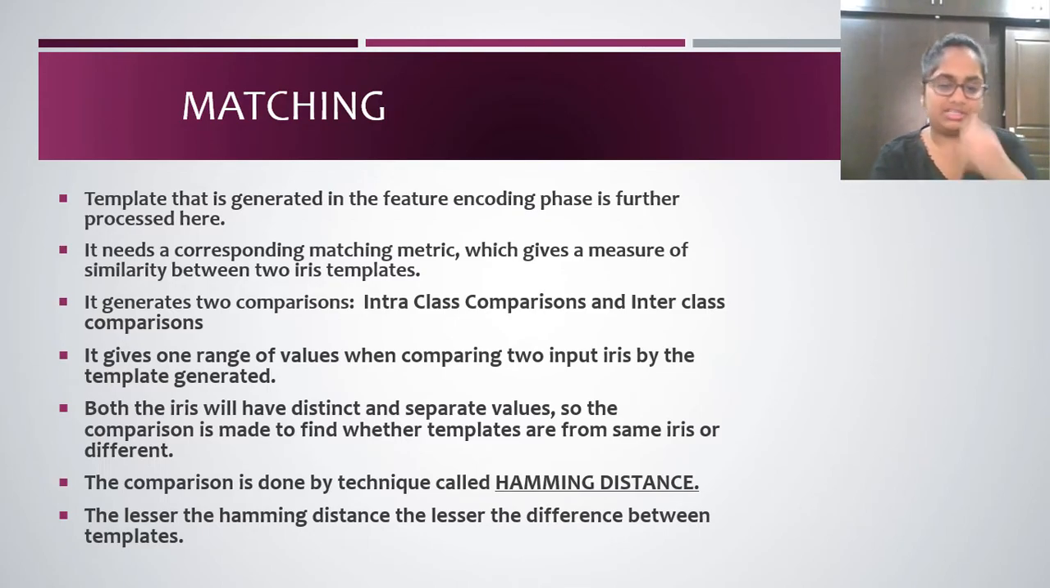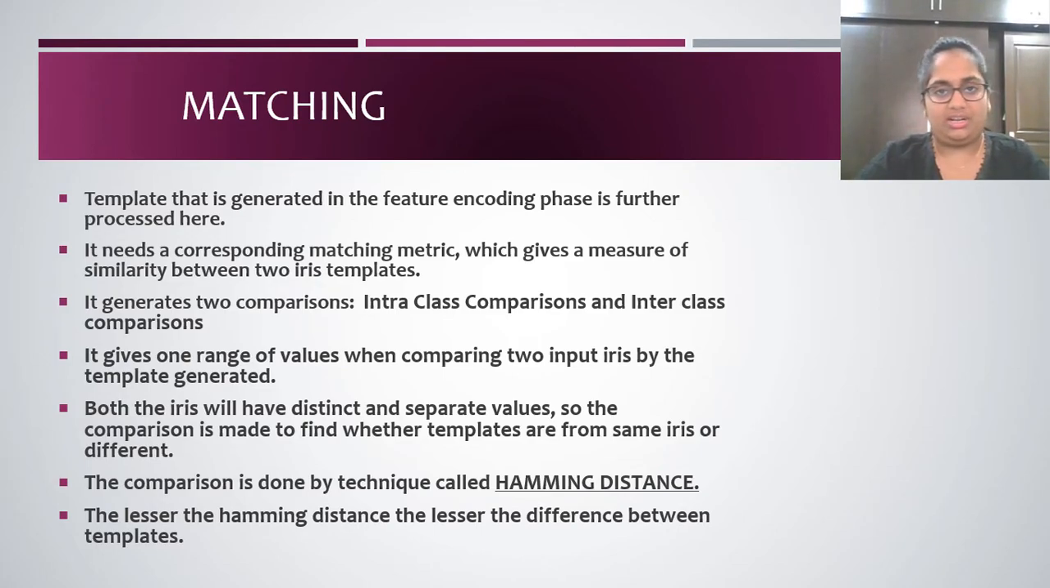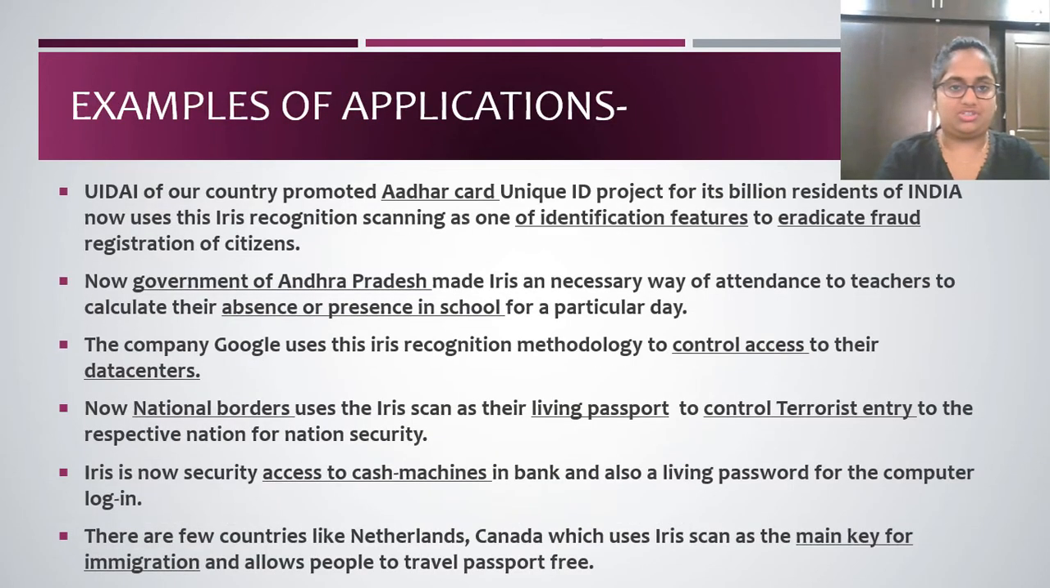The lesser the Hamming distance is, the lesser the difference between templates. To go deeper into this Hamming distance calculation, let's say two input images of an iris have been matched with their templates and the Hamming distance we got is 0.4, which means that 40% is the difference rate between the two samples. So we can say both samples are 60% similar. On the basis of this calculation, we match the two templates that we have in hand.